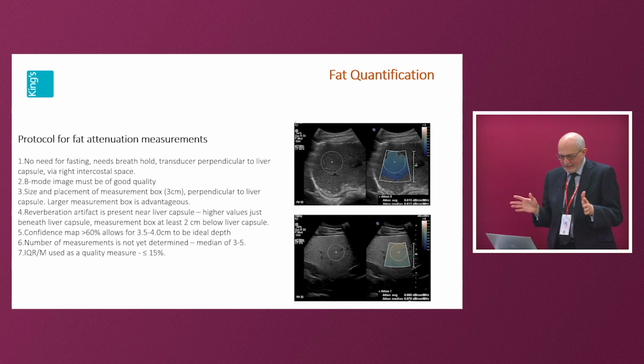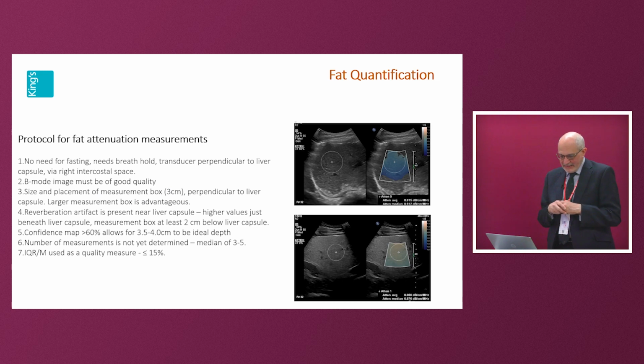You want to keep as many vessels out of there. And you have a confidence map, like the Philips machine has a confidence map. All the machines have confidence. We tell you how suitable that measurement is to be made. And this should have at least a 60% confidence that you're getting a good measurement.